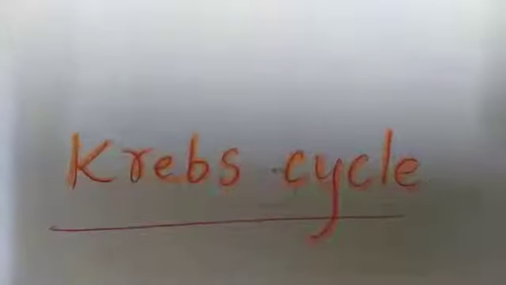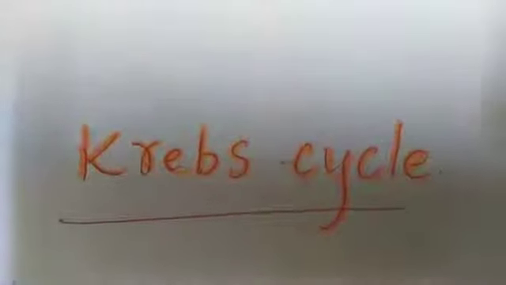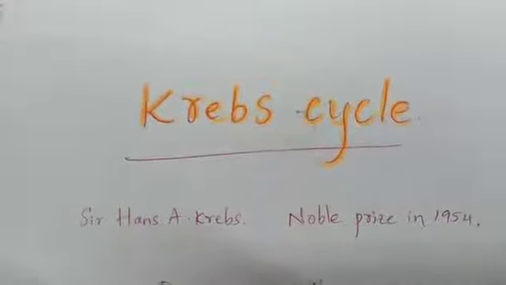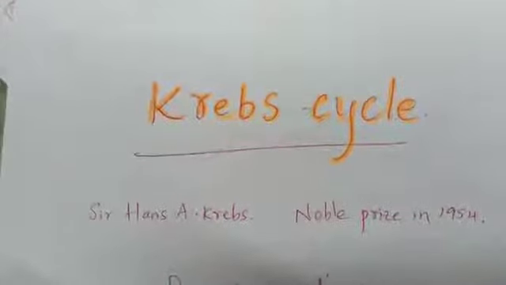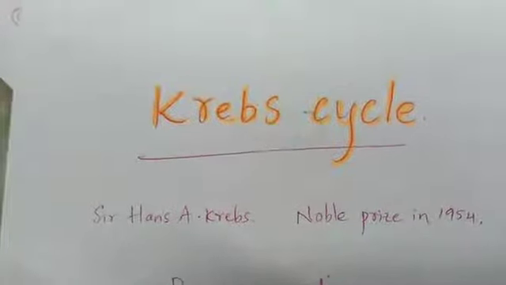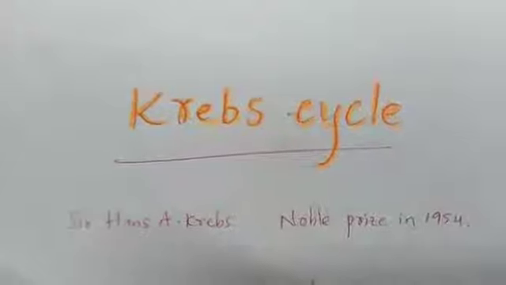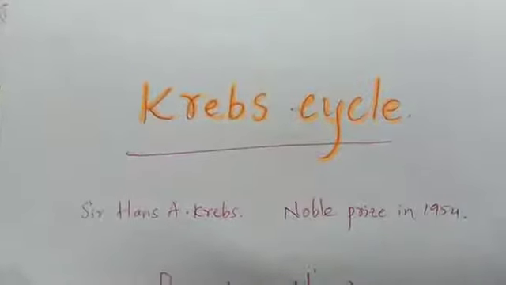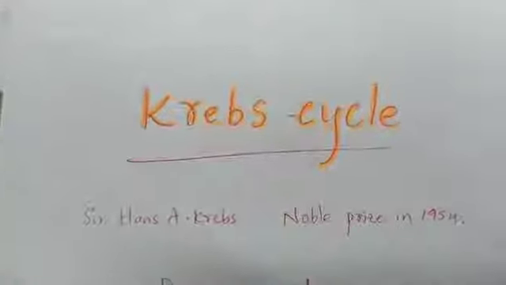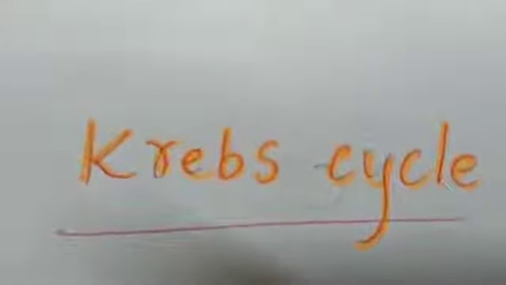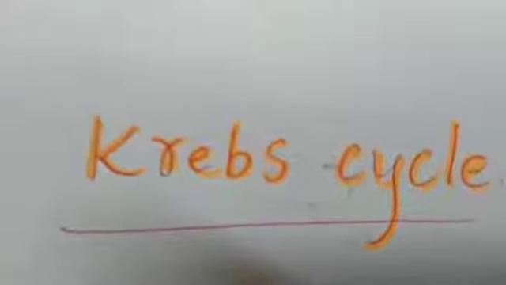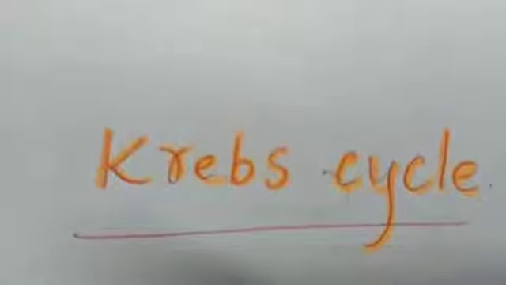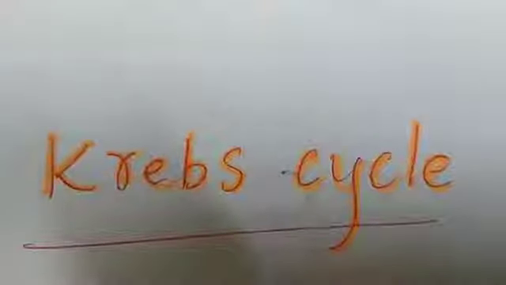Hi everyone, today we are going to discuss the Krebs cycle. The process of breakdown of pyruvic acid was explained in 1937 by English scientist Sir Hans A. Krebs, and he got a Nobel Prize for his work in 1954. In the Krebs cycle, the first formed carbon acid is citric acid. Hence, this cycle is also called the citric acid cycle. Let us discuss the Krebs cycle in detail.